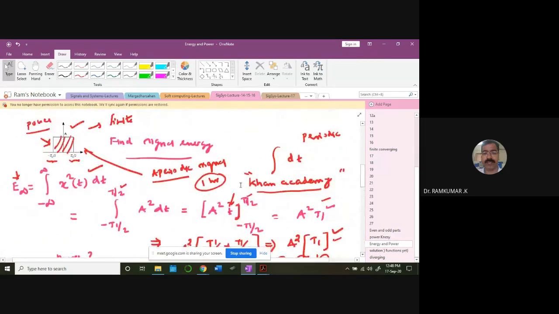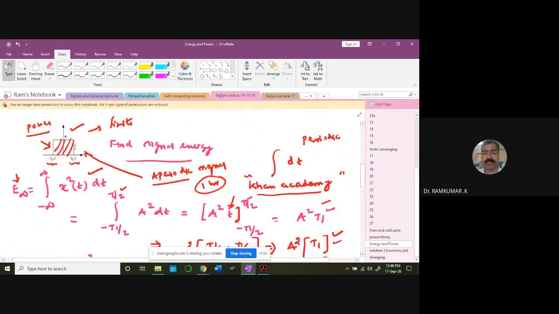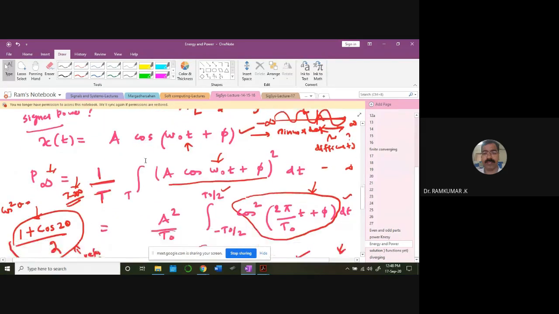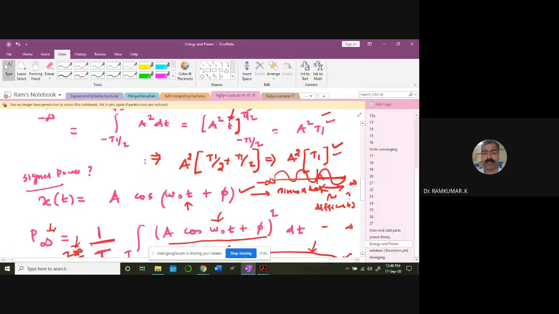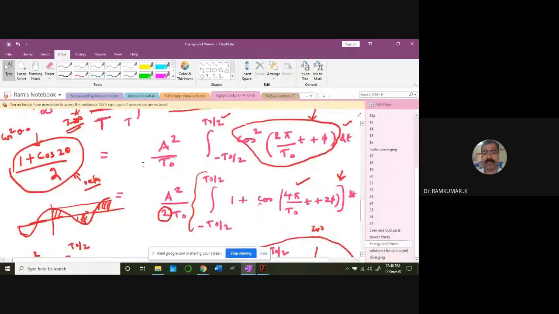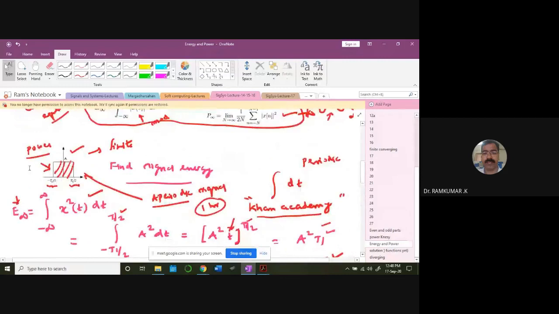So naturally, for finite duration signals, can you compute power? Yes, sir. For finite duration signals, you can compute energy only. For a periodic waveform, can you compute energy? No. For a periodic waveform, you cannot compute energy.